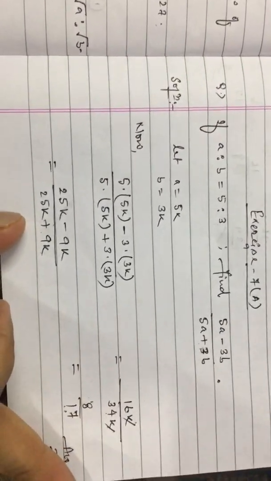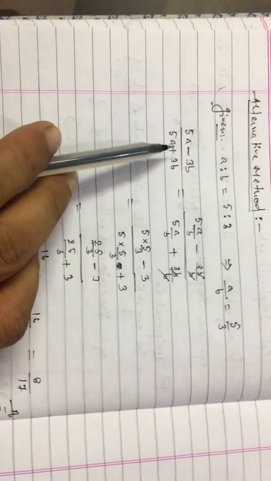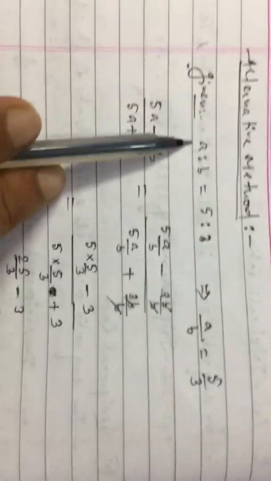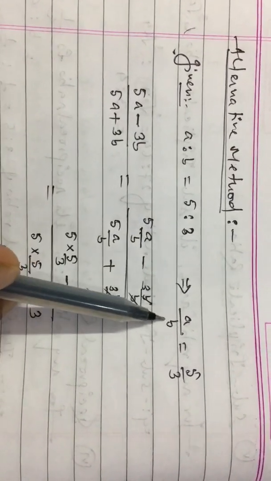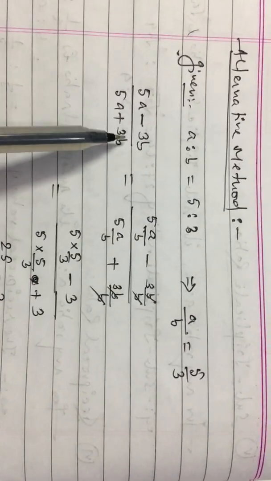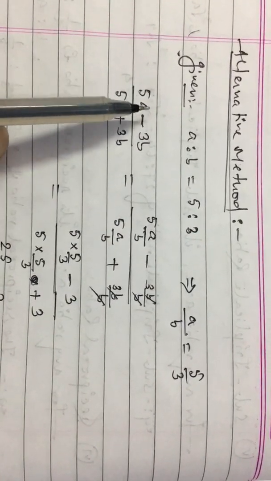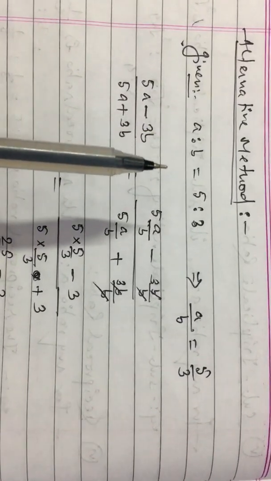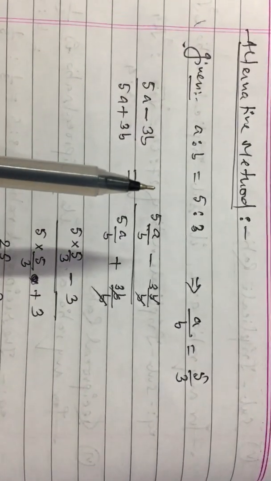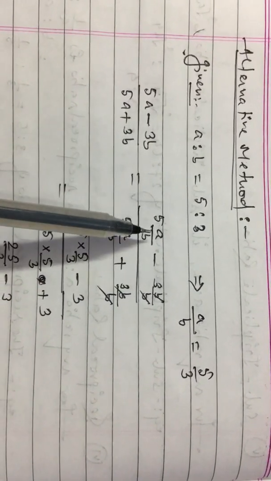Now see the solution of the same question by the substitution method. I have written here alternative method. It is given A is to B equals 5:3, which means A by B is equal to 5 by 3. This is our required term. For using the substitution method, in the numerator and denominator, each term is divided by B. You can divide it by A also, but now each term of numerator and denominator both are divided by B.